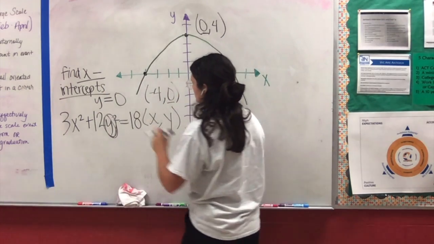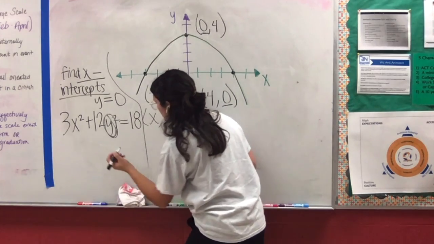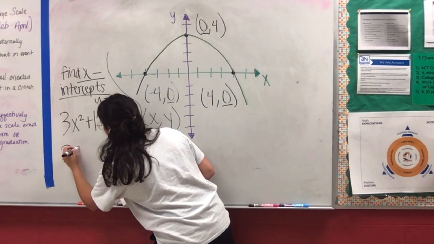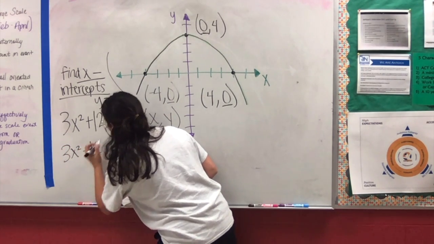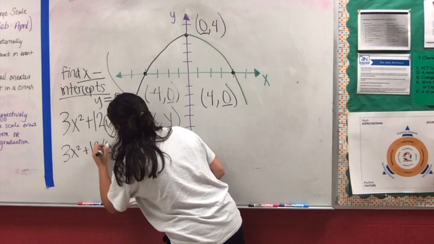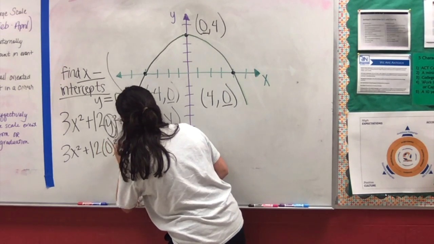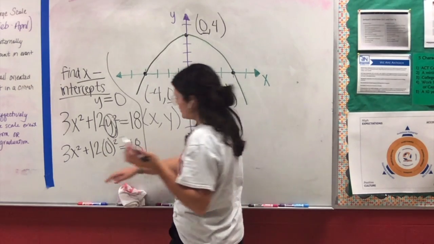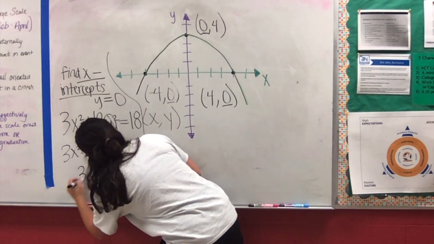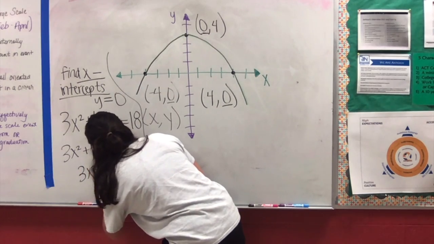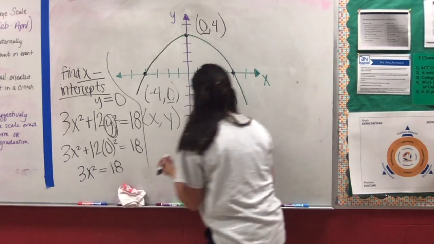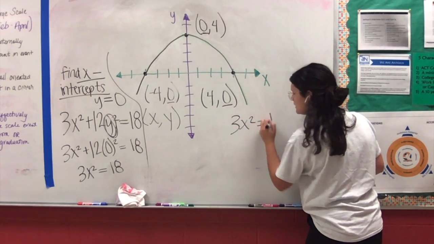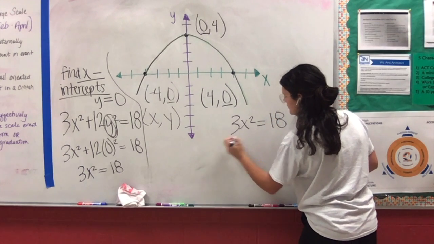So let's plug in our 0. Now that we know y equals 0, let's plug in: 3x squared plus 12 times 0 squared equals 18. Anything times 0 equals 0. So this is going to be 3x squared equals 18. Let's move over here, running out of room. 3x squared equals 18. We're going to divide by 3.